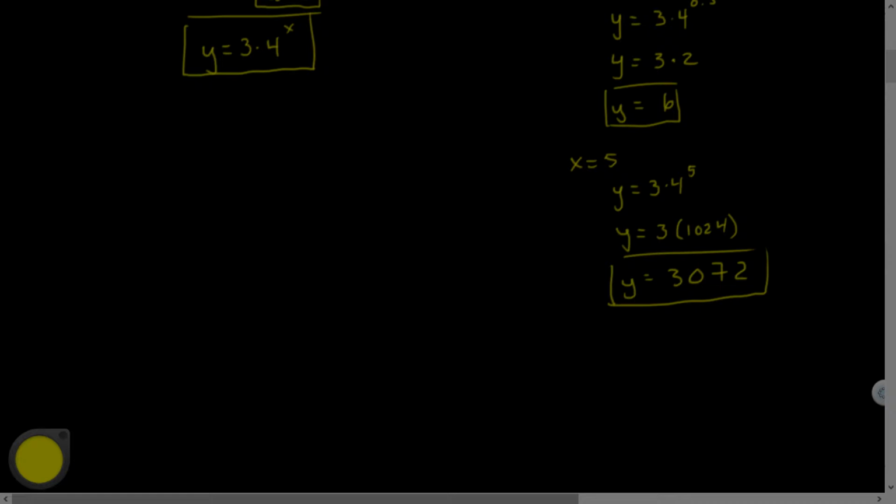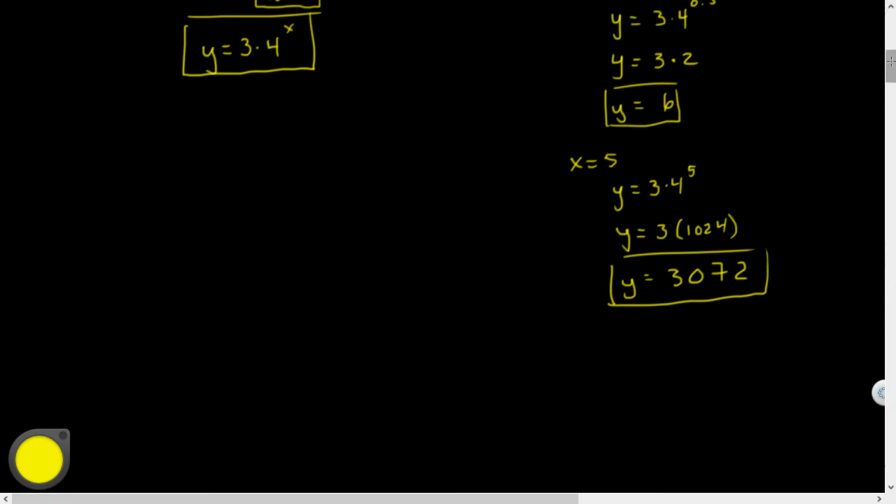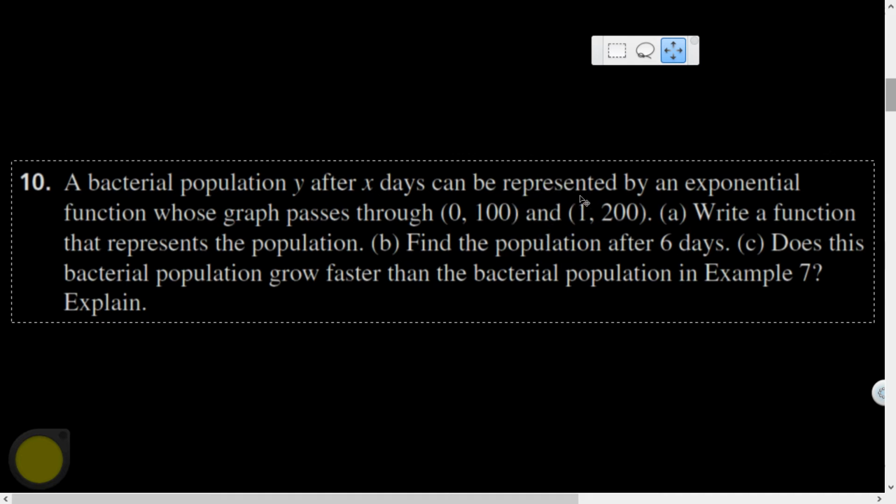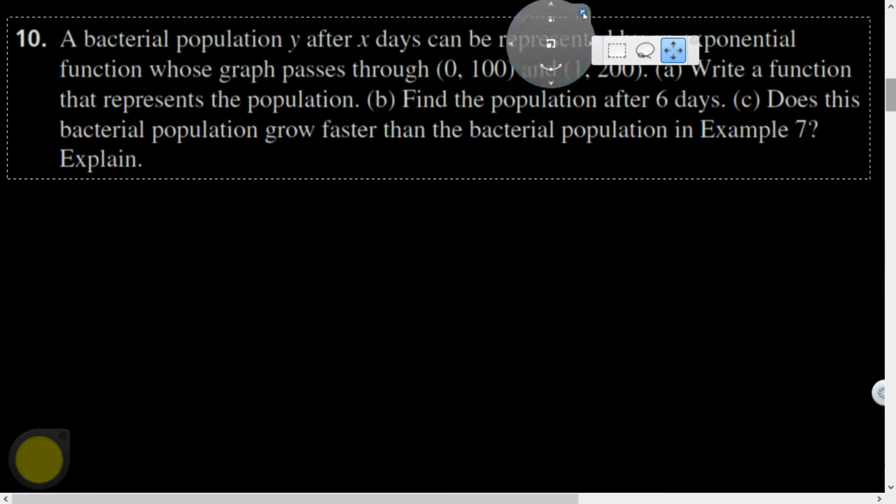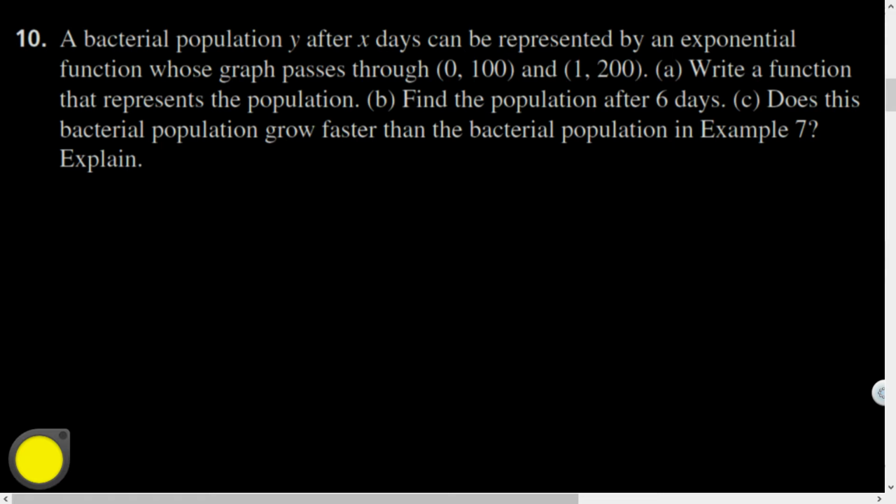All right, let's take a quick look at Monitoring Progress 10. All right. Similar idea. It says a bacterial population, y, after x days can be represented by an exponential function whose graph passes through this and this. Wow, they only gave us 2 points? Oh dear. Now, they also gave us the clue exponential, okay? So it says, write a function that represents the population.